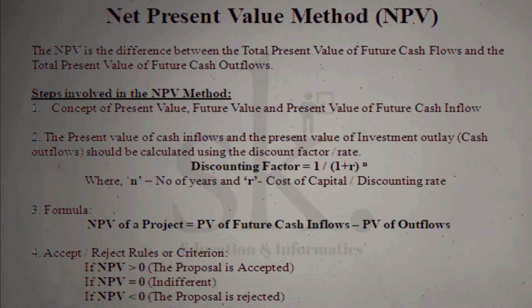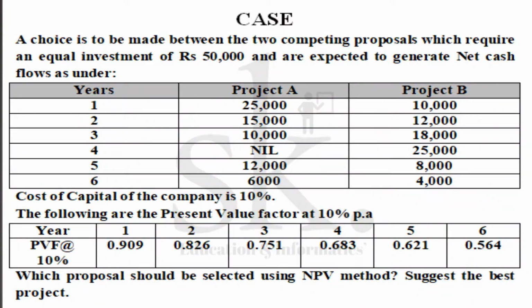Now the next problem which we are going to solve, let's go through the problem. A choice is to be made between two competing proposals. Project A and project B are the two competing proposals, which require equal investment of rupees 50,000, and are expected to generate a net cash flow as mentioned for year 1 to year 6. Notably, if you check project A year 4, the inflow is nil. That is important. Cost of capital of the company is 10%.